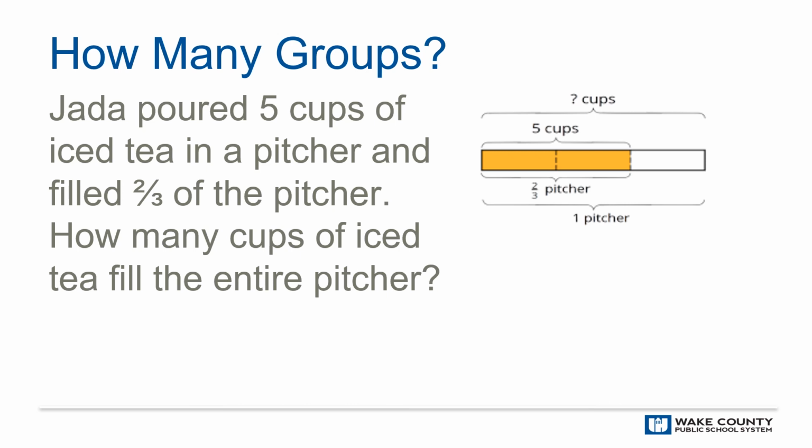If 2/3 of a pitcher is 5 cups, then 1/3 of a pitcher is half of 5, which is 5 halves or 2 1/2. Because there are 3/3 in one whole, there would be 3 times 5 halves, or 15 halves, in a whole pitcher.